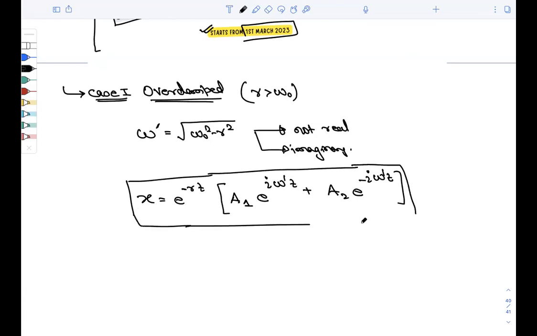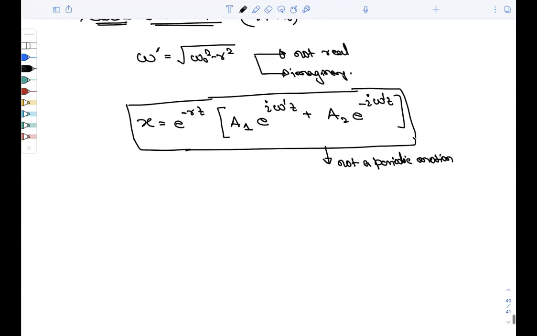This is what we will do in the overdamped case. And always remember that this is not a periodic motion. This is not a periodic motion. This you need to understand. And this is also deadbeat motion. Write deadbeat above as well, because they have asked about the deadbeat motion.